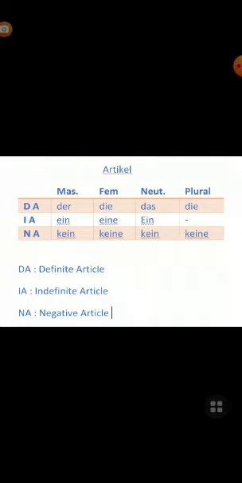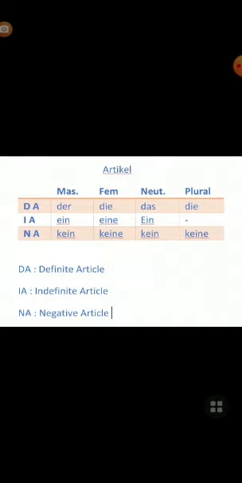So first the table goes: definite articles, der for masculine, die for feminine, and das for neutral, and it's die again for plural. Then we have indefinite articles, and for masculine it is ein, feminine eine, and neutral ein again. Because ein means one, in plural there will be a blank, because for something to be plural it should be more than one.